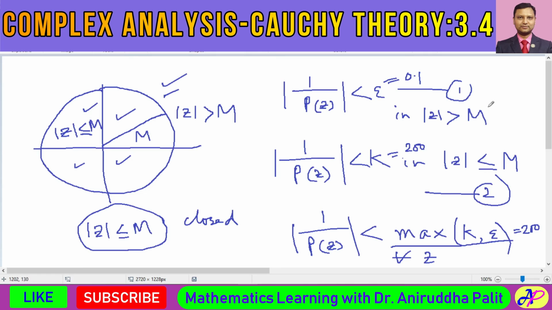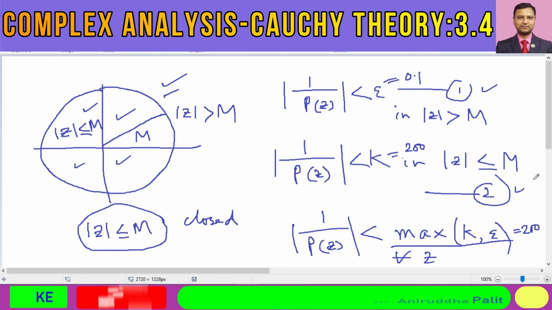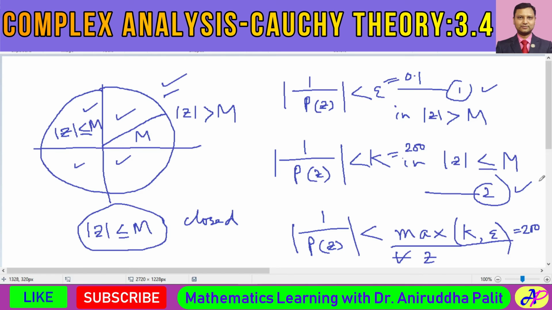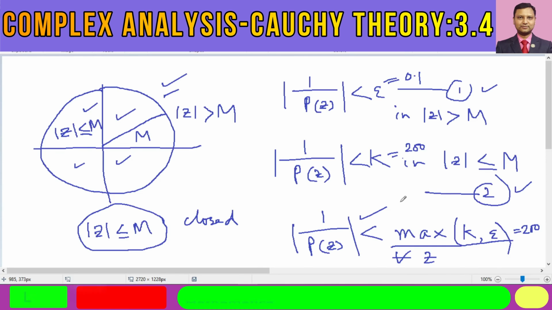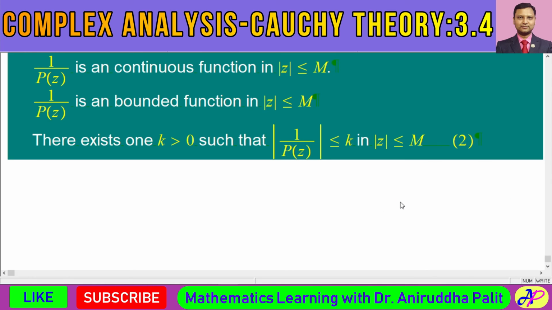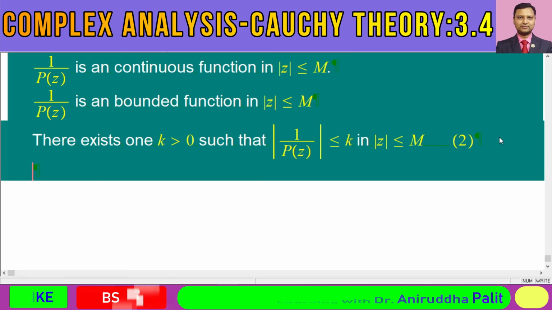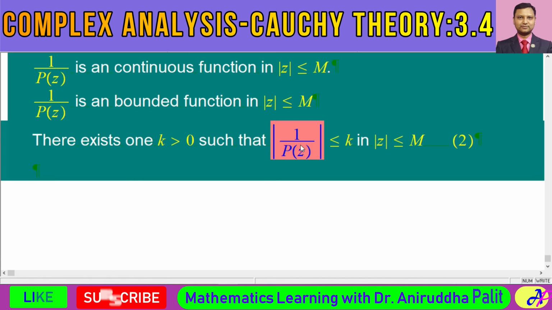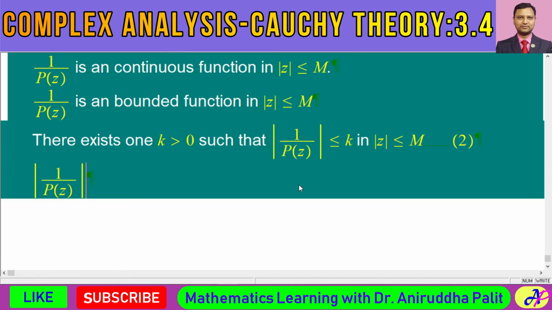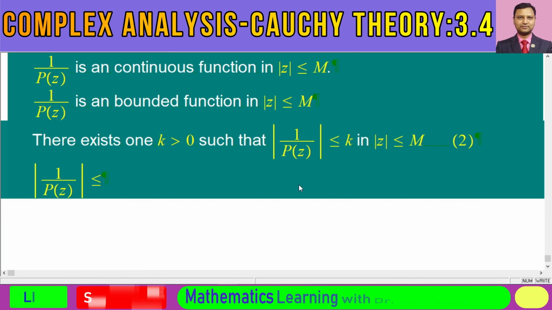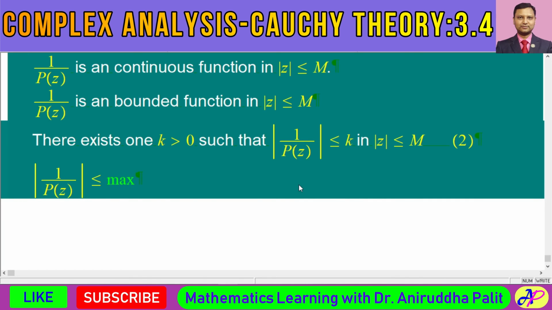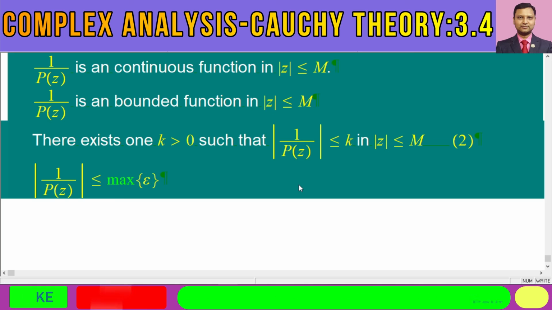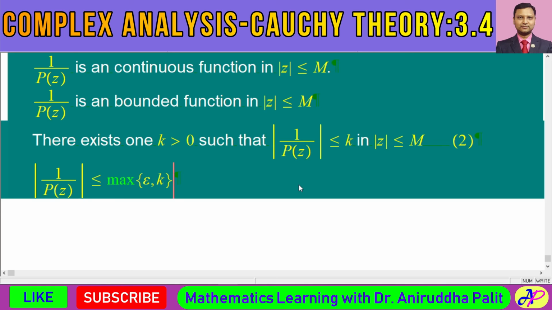So if we now suppose that 1 by p of z is less than the maximum of k and epsilon, in that case we can say that yes, relation number 1 is also satisfied, relation number 2 is also satisfied. What I am trying to say is that 1 by p of z is a bounded function. So we have 1 by p of z is a bounded function. All right. So we can say that this expression is less than or equal to the maximum of epsilon and k.